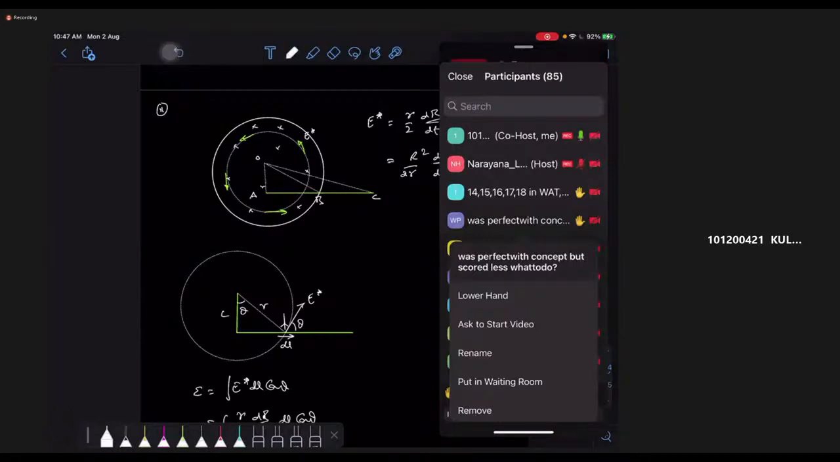Was perfect with the concept but scored less. What to do? Regarding the concept, what do you mean by concept here? Theory, derivations. Derivation and theories are not a concept. Okay. In IIT preparation, theory and derivations are just the beginning of the concept. It's not the end of the concept.